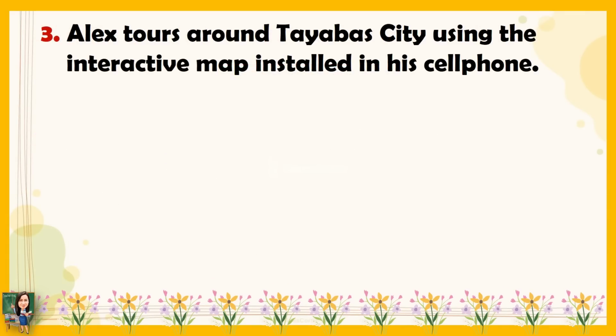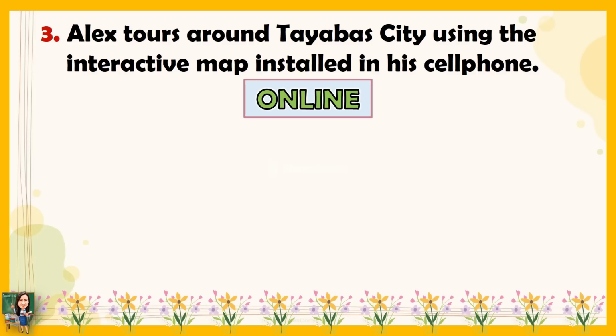Number 3. Alex tours around Tayabas City using the interactive map installed in his cell phone. What material is used in this situation? Is it print, online, or broadcast? Very good. The correct answer is online.